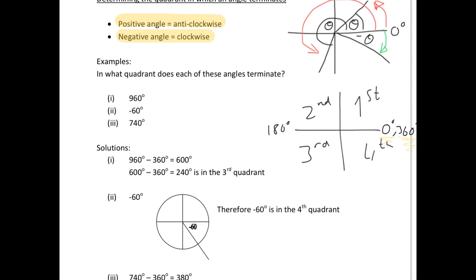So if we look at this first one, 960 degrees, if we subtract 360, we'll have 600 degrees, still not in between 0 and 360, so we'll subtract 360 again, and we end up with 240 degrees, which we can easily say is in the third quadrant by simply drawing it. If we draw our angle of 240 degrees, an angle of 240 degrees terminates in the third quadrant between 180 degrees and 270 degrees.